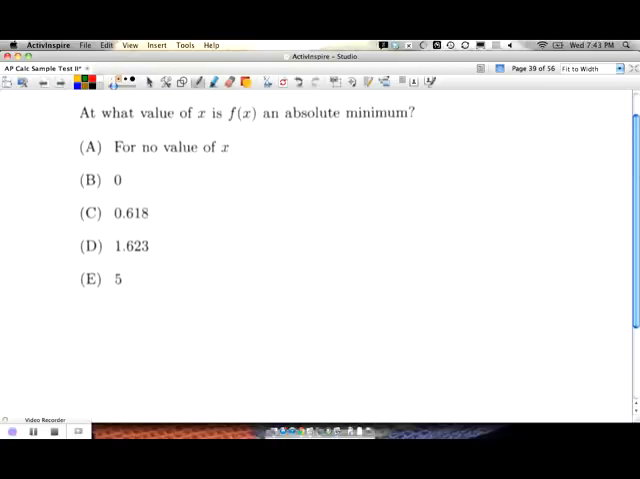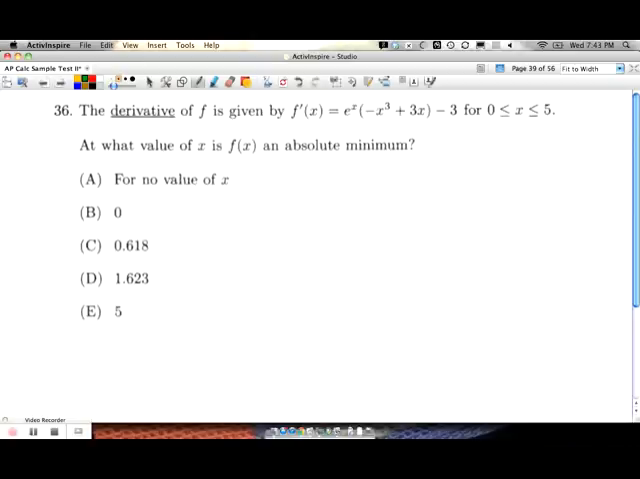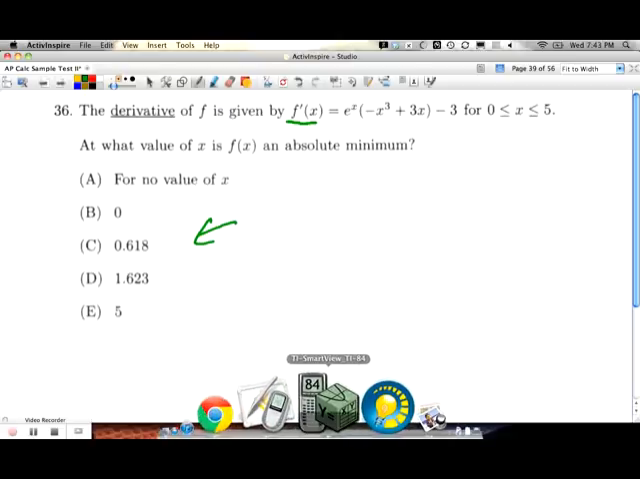Next, we have a function. The derivative of f is given by f prime equals this. At what value of x is f of x an absolute minimum? Well, we are going to need a calculator, clearly. We have some things that we need to solve here. But if we're given the first derivative, let's go ahead and plot that on a graphing calculator.